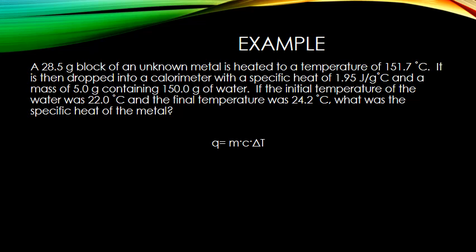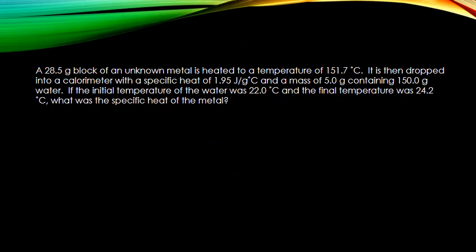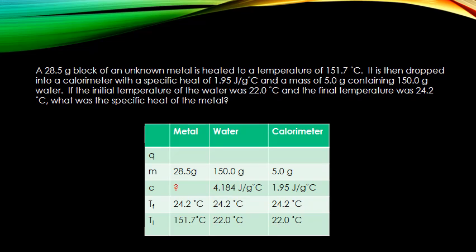So what I do, knowing that I've got two formulas that I'm going to use: Q equals M times C times delta T, and that relates my heat energy to my temperature. And then I've got my calorimetry equation: negative Q of the object equals Q of the water plus Q of the calorimeter. So I set up a table like this. I divide it so that for the metal, the water, and the calorimeter, I need to find a Q, a mass, a specific heat, a T final or final temperature, and a T initial.